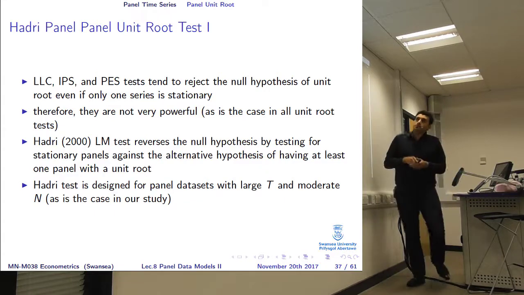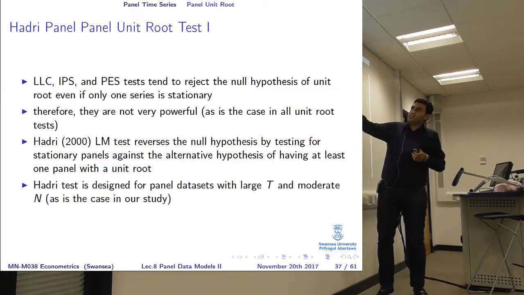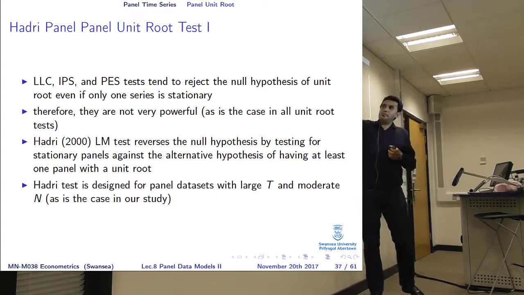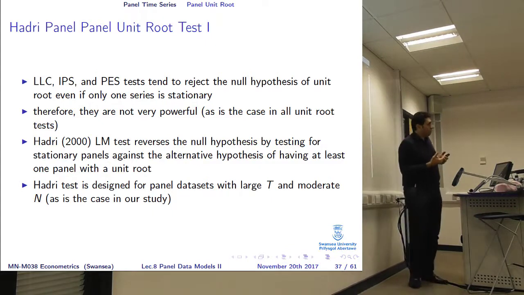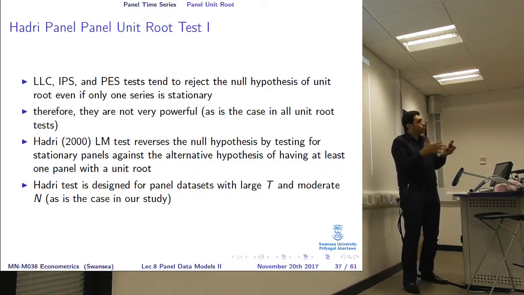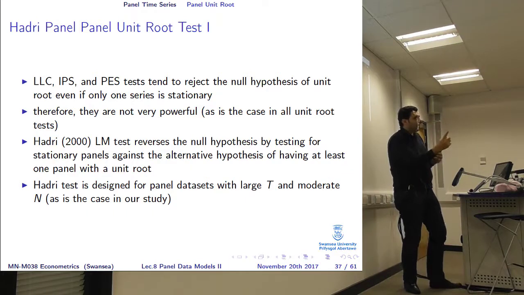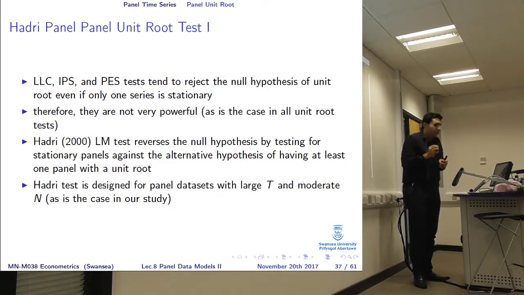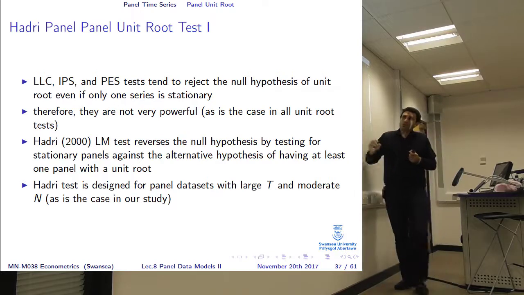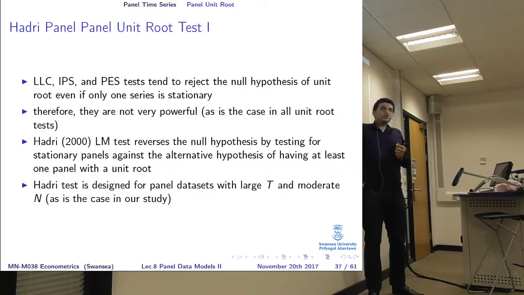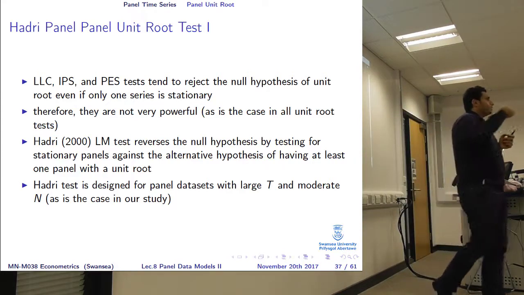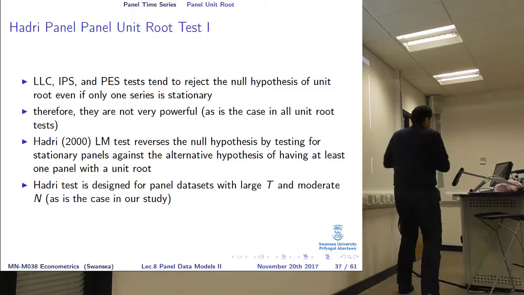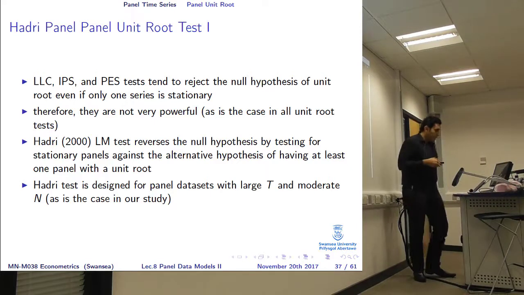As I said, the problem with these tests is that if you reject the null hypothesis, you're not sure what the case actually is with these variables. Are they all stationary? Or some of them? Or only at least one of them? That means they are not very powerful. So what Hadri suggests is to reverse the null hypothesis. Rather than testing for unit root, you test for stationarity. You test whether these variables are stationary or not.